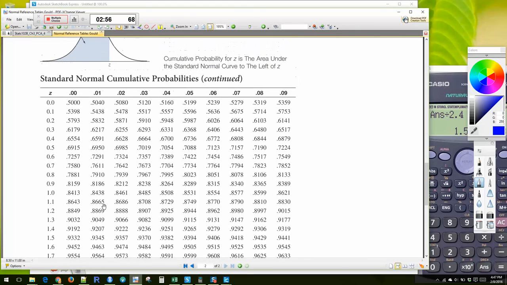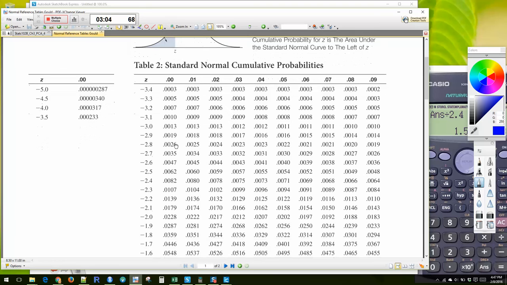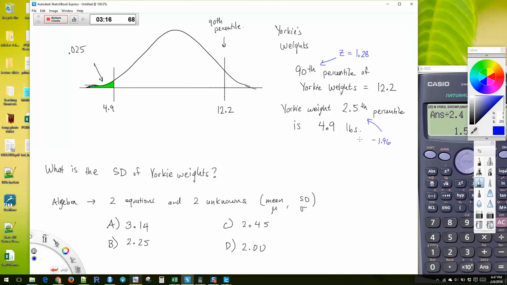Right, so at the 90th percentile, I'm at 1.28, 0.8997. And at the 2.5th percentile, I'm at -1.96, at 0.0250. I just want to make sure everyone's okay with that so far. At this point, I'm going to set up the equation that I know. Z is equal to x minus mu over sigma. So my first equation is 1.28 is equal to x, the measurement that I have, which is 12.2, minus the mean mu, divided by sigma.